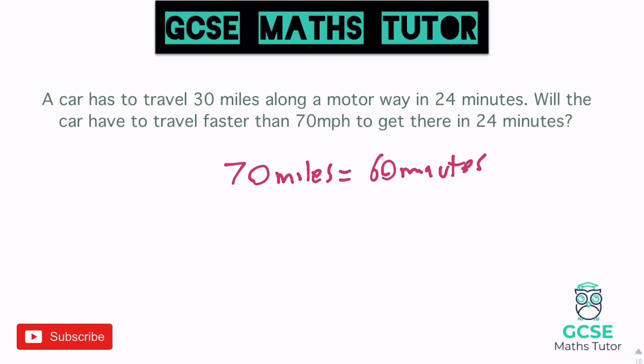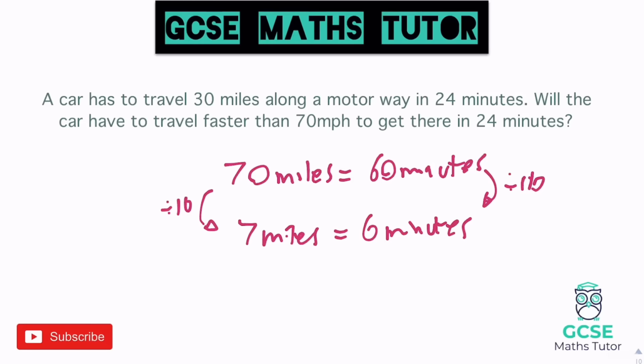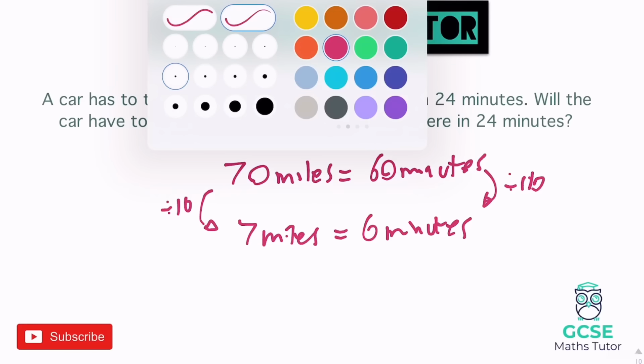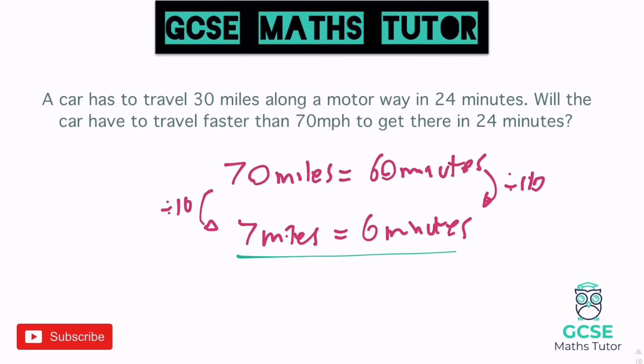Now what we can do is we can actually start to break this down. So if I have a look, what can I divide both sides by? If I can divide both sides by 10, that would mean I would go 7 miles in 6 minutes. Okay, dividing that by 10 as well. So you can have a look to see if you can ever break these down this way. So 60 divided by 10 gives us 6 minutes. There we go. Now it says we've got to go 30 miles and we've got to go there in 24 minutes. Now just having a look at this speed here, 7 miles equals 6 minutes.